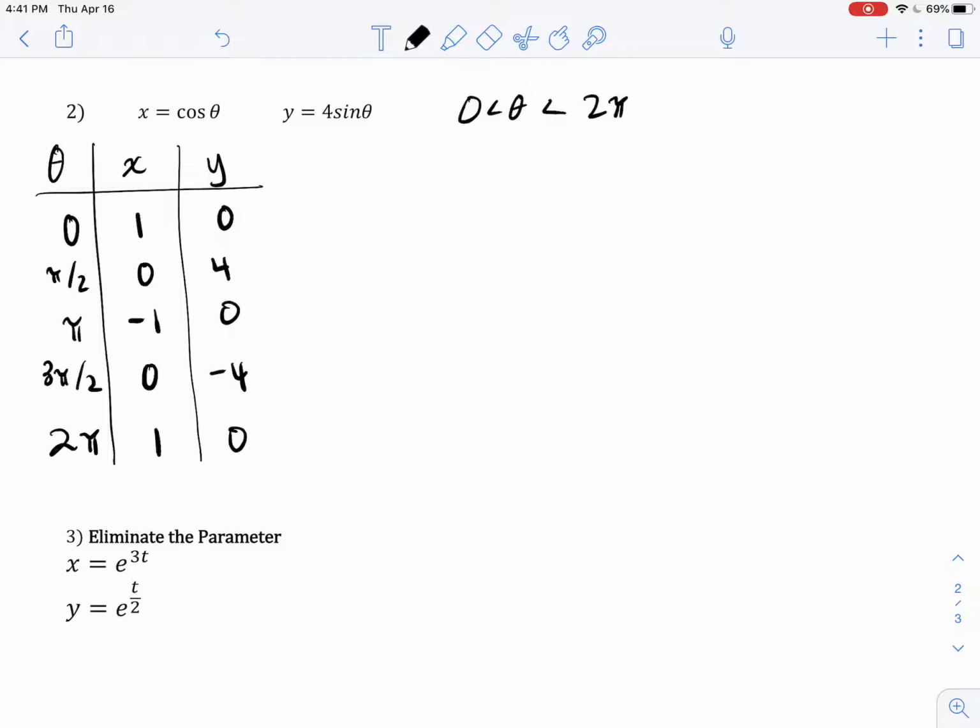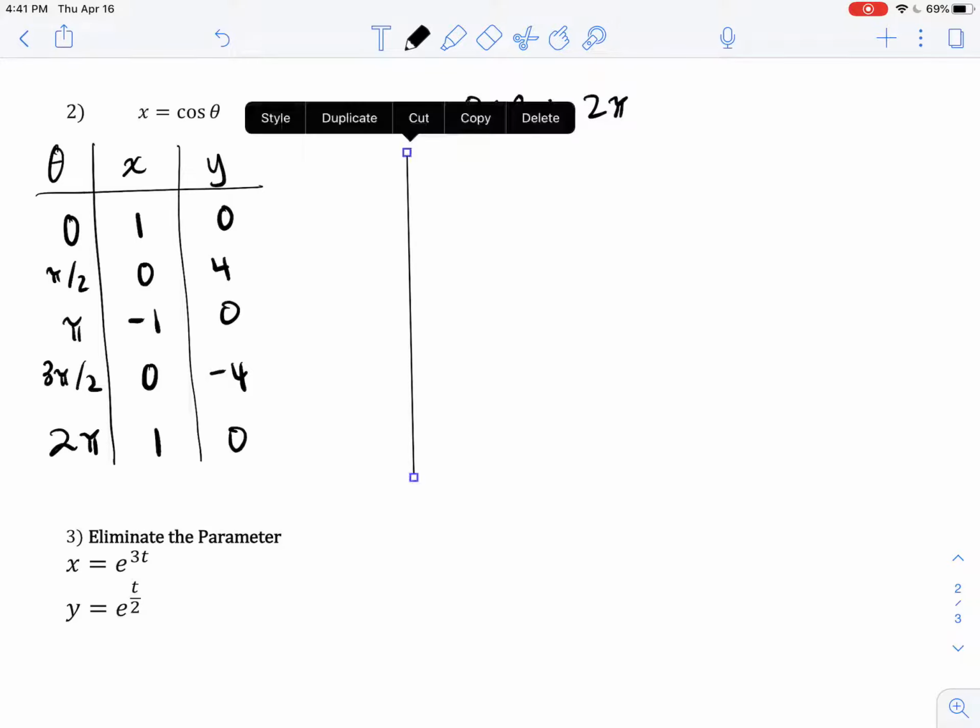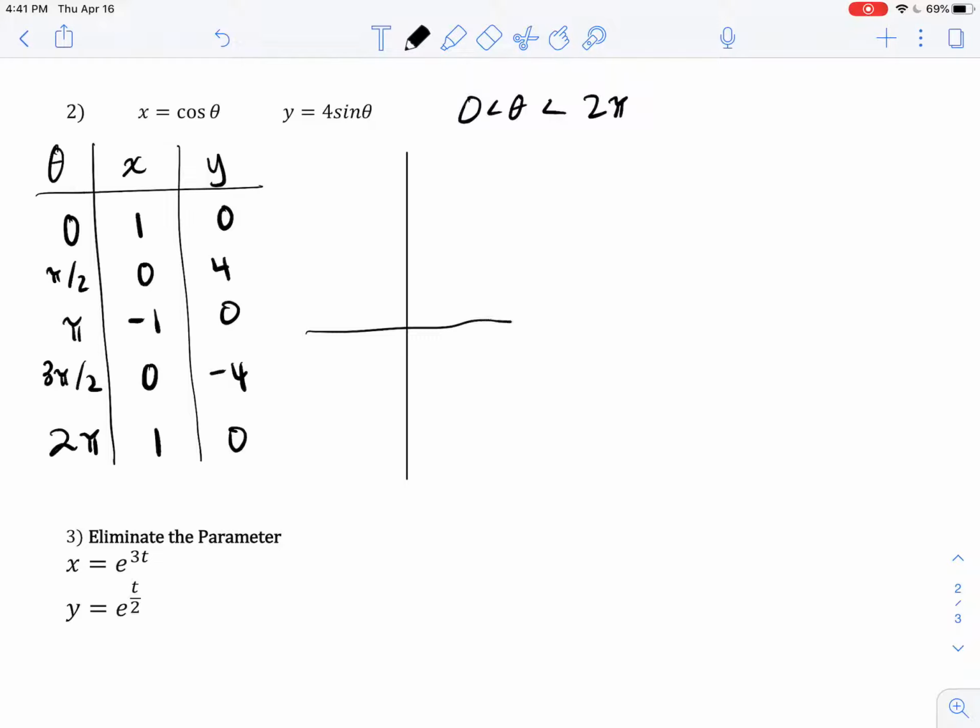Now let's actually look at this plane curve. Let's graph it. So I'm going to go ahead and draw that better. And let's fix that a little bit just so it looks a little straighter. Okay. And our x values go from -1 to 1, so that's why I didn't need to make my x-axis too wide. And my y values go from +4 all the way down to -4.